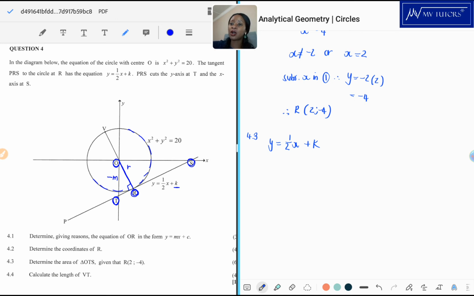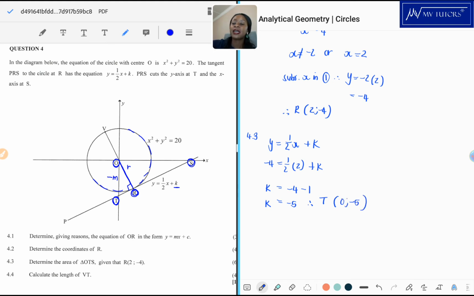So let us substitute R: y is negative 4, and x is 2. And that's k. So k would be equal to negative 4 minus 1, because a half times 2 is 1. So k is negative 5, which makes sense because k is the y-intercept, right? If r has a y-coordinate of -4, you're expecting t to have a smaller value than -4, which is -5. Okay, so therefore t would be (0, -5).